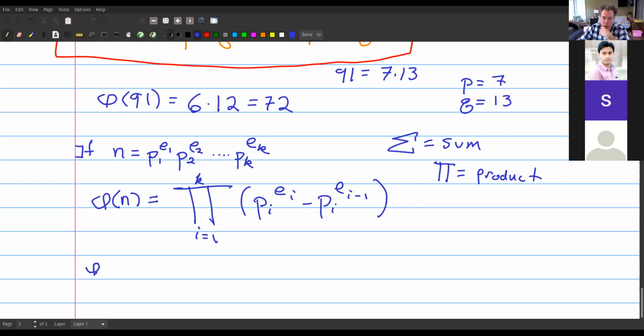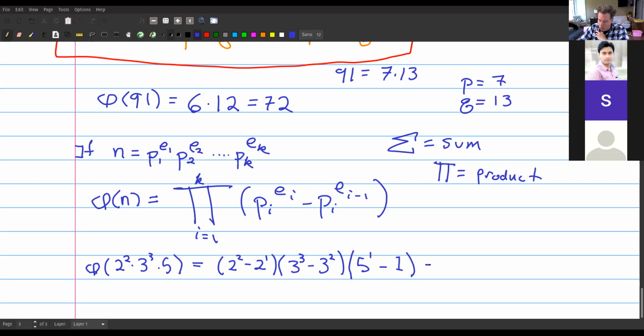So let's give an example. If I do the Euler Phi of 2 squared times 3 cubed times 5, then this will be 2 squared minus 2 to the first power, which is just 2, times 3 cubed minus 3 squared, times 5 to the 1 minus 5 to the 0, which is 1. And I don't know what that would all add up to, and I don't care. I just want to show how it works. Okay, that's how the formula works.